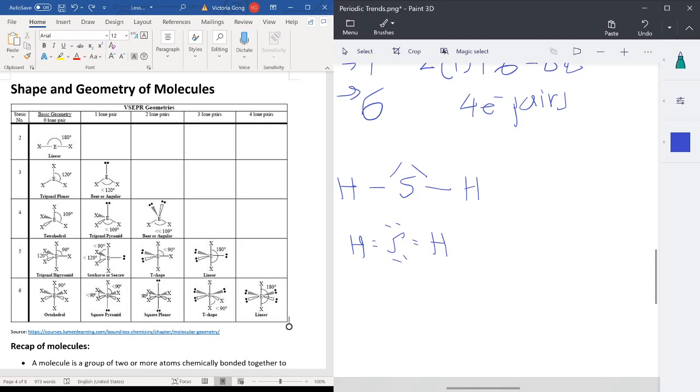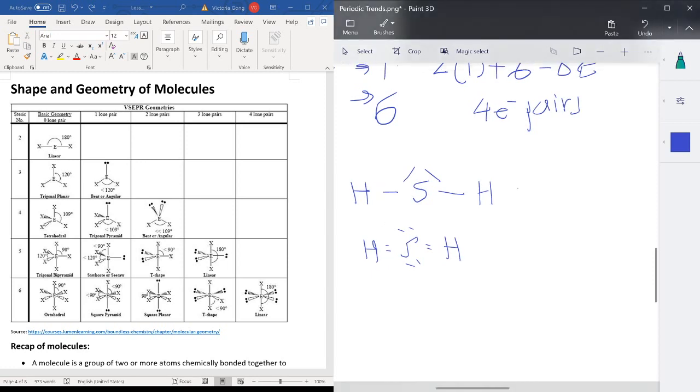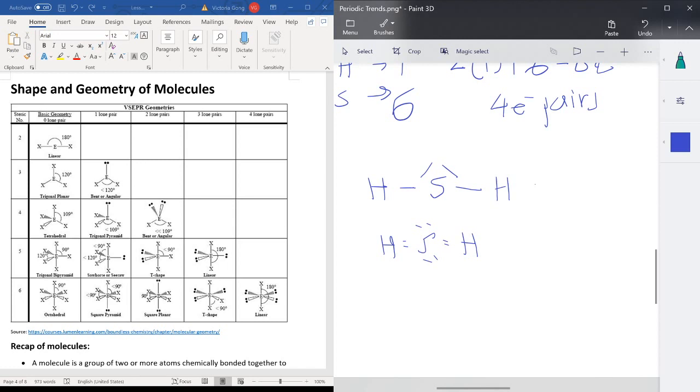So, let's take a look at how many valence electron pairs are surrounding the central atom. As you can see, there are 4 total electron pairs surrounding. So if we look down this chart, the steric number for H2S is going to be 4. And here you can see that means the geometry is tetrahedral.